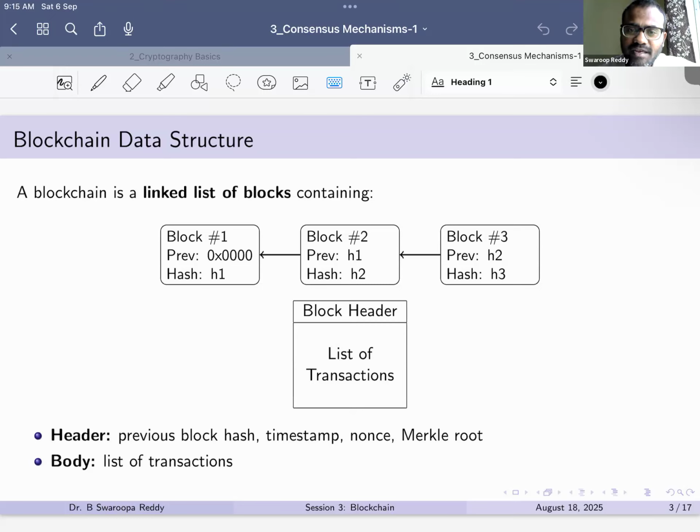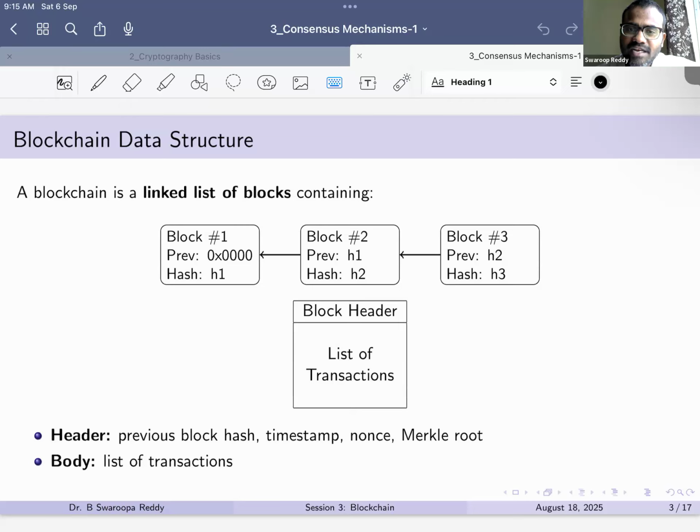While creating the next block, block 2, the previous block is linked by adding the previous block hash h1 within that block. For example, in the block header of block 2, we include the hash h1, which is the hash of the previous block. Similarly, in block 3, we include the previous block hash h2, which is calculated from the previous block, block 2. Similarly, the blockchain is extended by including the previous block hash.